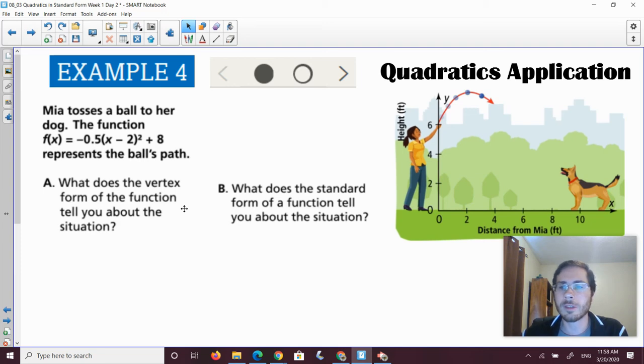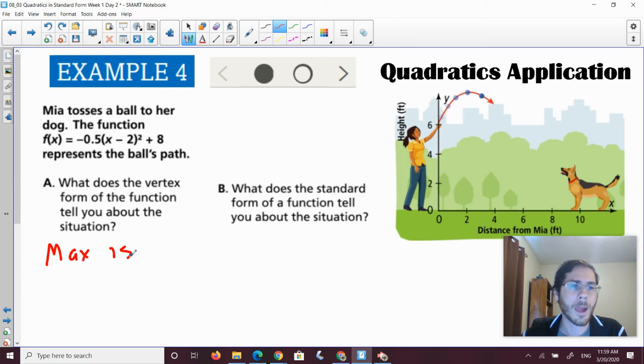So first, before we're asked to do anything, it says, what does vertex form tell you about the situation? So this is kind of like we have to remember from the last unit. Last section said vertex form told us where the maximum or the minimum was. So it's going to tell us where the max is. And vertex form will actually give us the numbers. So we know we have to flip this one because we're inside the parentheses. So the max is going to be at 2, comma, and over here is going to be the y value for the maximum, 2, comma, 8.